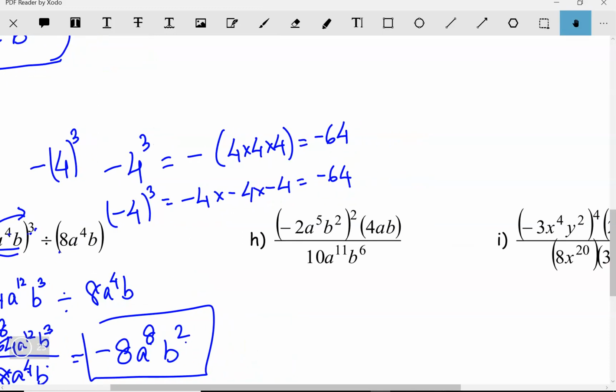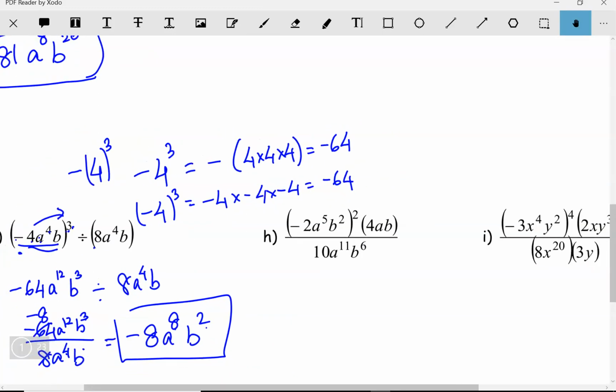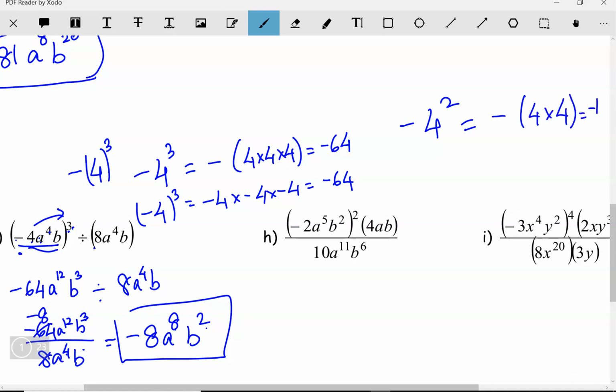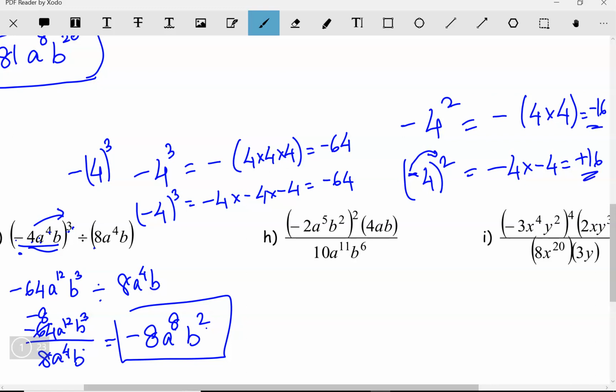It's important to know whether the brackets are there or not. For example, if it was an even power, negative 4 squared would be the negative of 4 times 4, which is negative 16, whereas if the negative sign is included in the bracket and the square applies to the negative, we're actually doing negative 4 times negative 4, which is positive 16. So there is a difference if there's an even power. With even powers, you have to be especially careful and check whether the negative sign is inside the bracket or outside the bracket where the power applies. That's super important to remember.